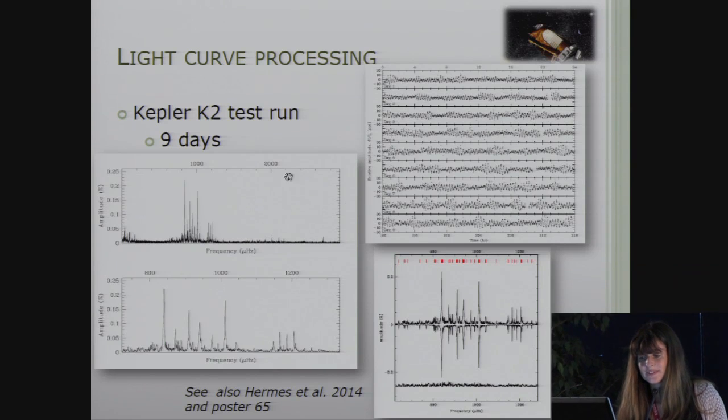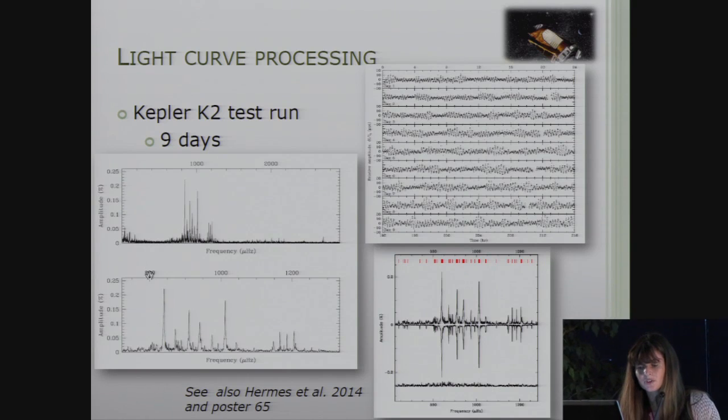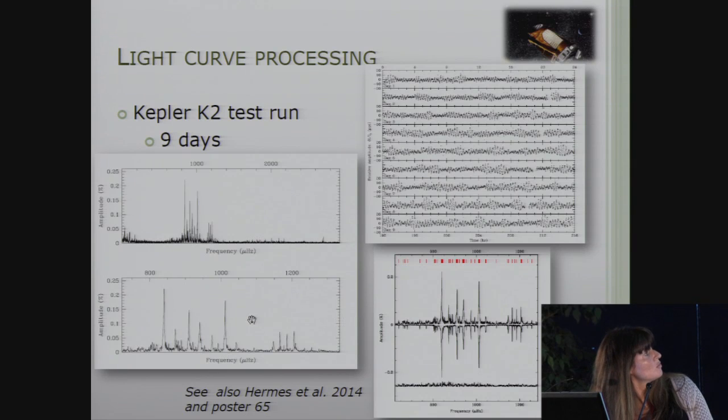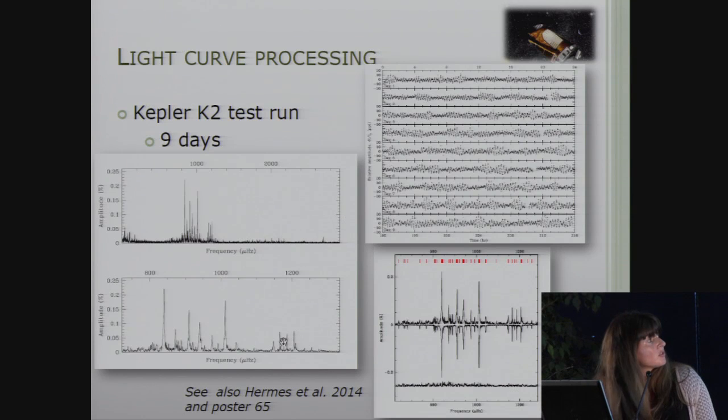So, about the light curve processing. It was during the Kepler 2 test run. We had 9 days of data. Here you can see the light curve. I want to emphasize that here it's the Fourier transform. Here it's a complete Fourier transform. We see two major forests of peaks, and here is the zoom in. We can recognize some kind of pattern, mainly due to rotational splitting. I'm going to talk more in detail about that after.